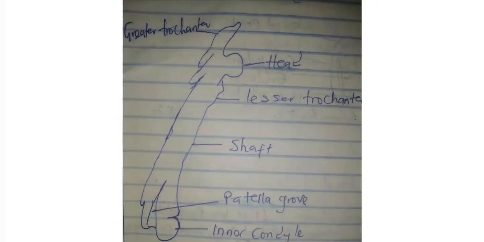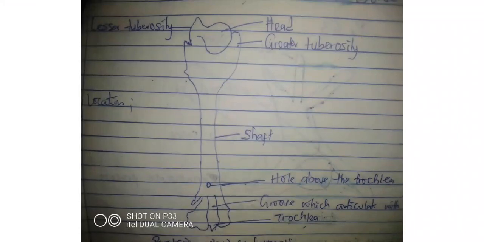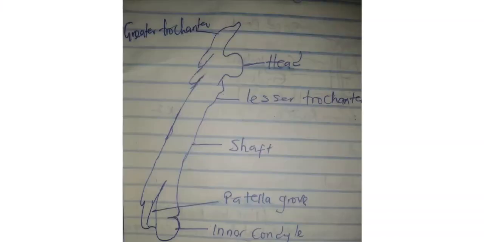Another similarity is that both possess a condyle. Yes, you can see the inner condyle in the side view of the femur. You can also see the condyle, though not indicated in the diagram, but it's there. Now, another similarity is that both are strong and rigid. Now, let's look at the differences between the two bones.